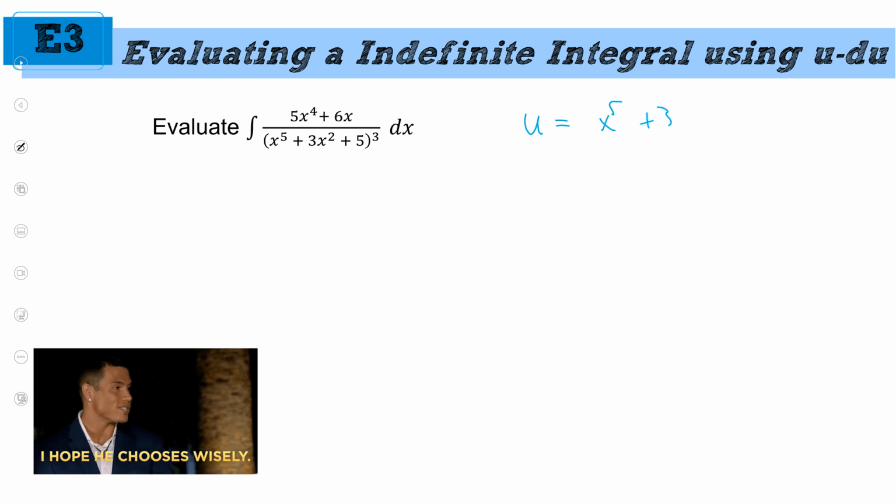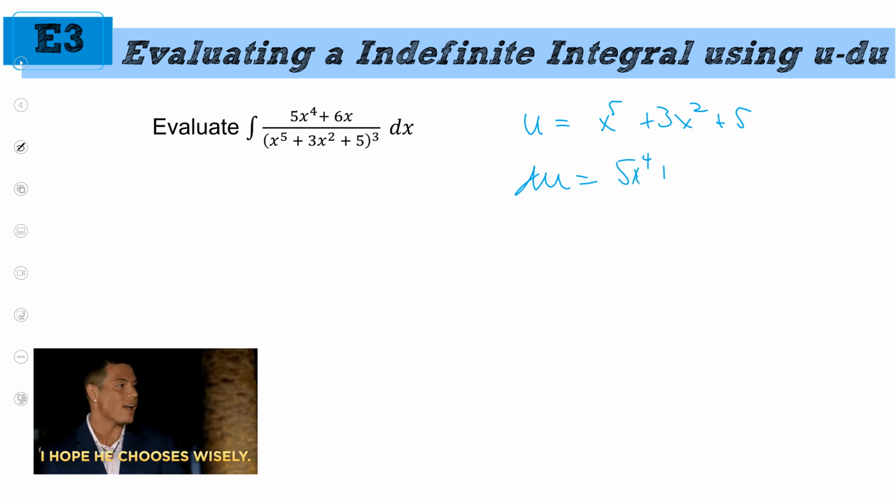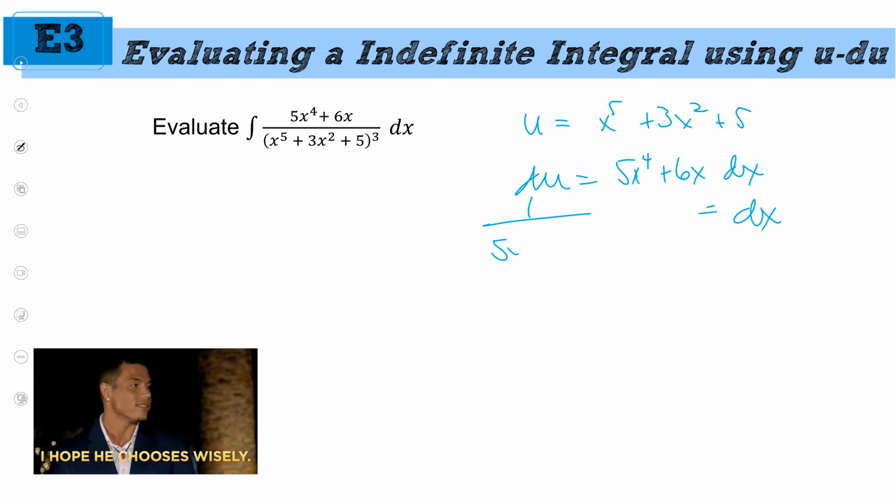x to the 5th plus 3x squared plus 5, du is equal to 5x to the 4th plus 6x dx. dx is equal to 1 over 5x to the 4th plus 6x du. Did we choose wisely? Yes, because it cancels with the numerator there.